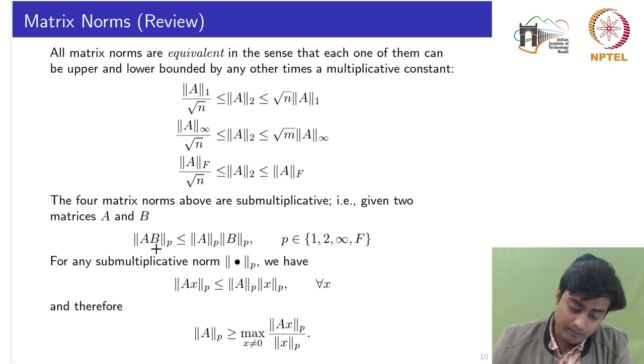If I replace B by the vector x, then I would compute the p norm of the matrix using this relationship as well, which would always be greater than or equal to the maximum value of the ratio of the p matrix norm of Ax and the p vector norm of x, where x is not equal to 0.